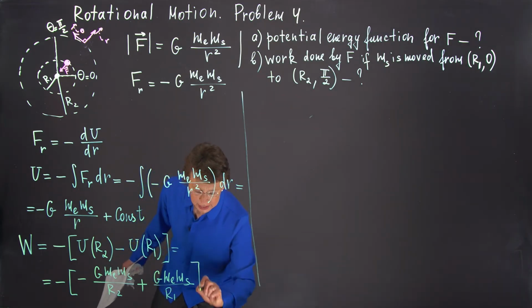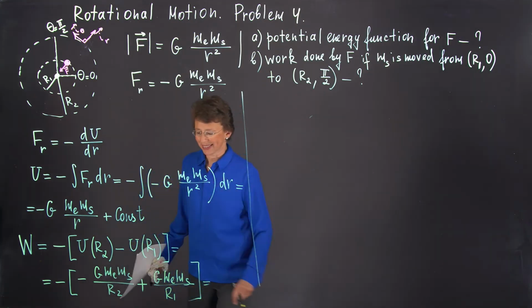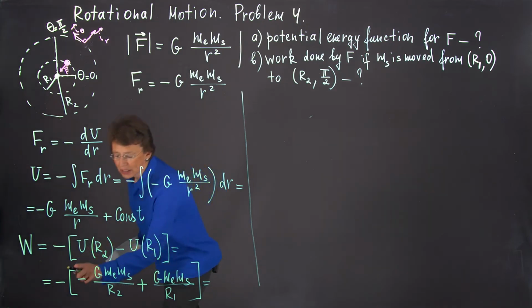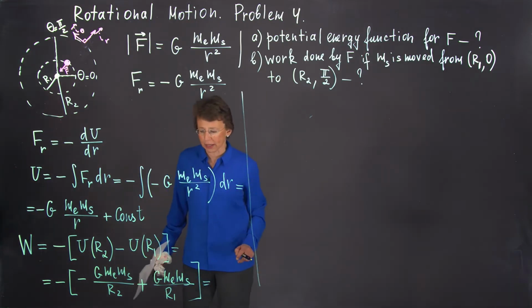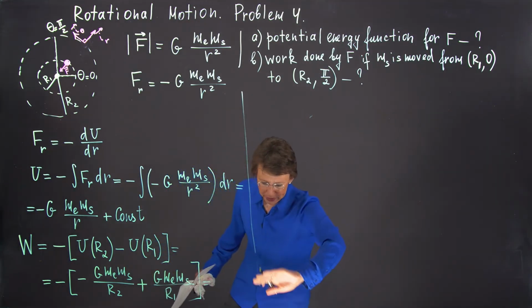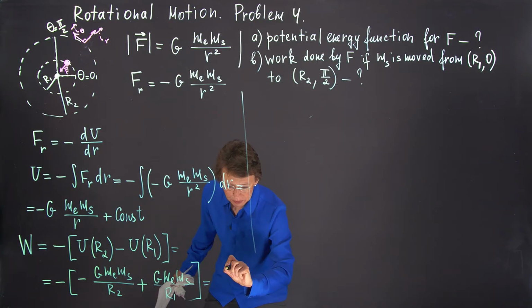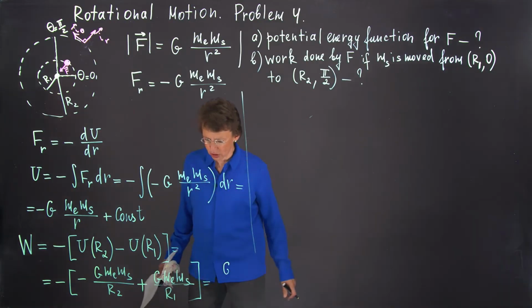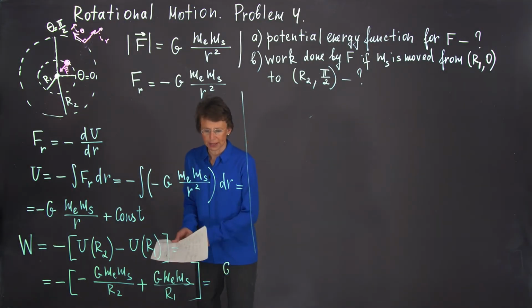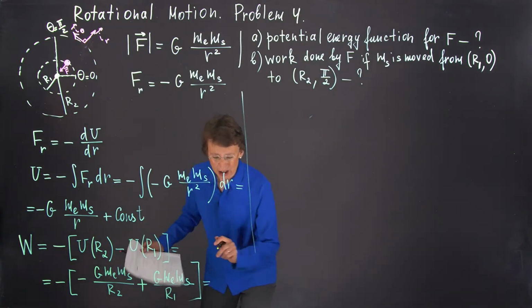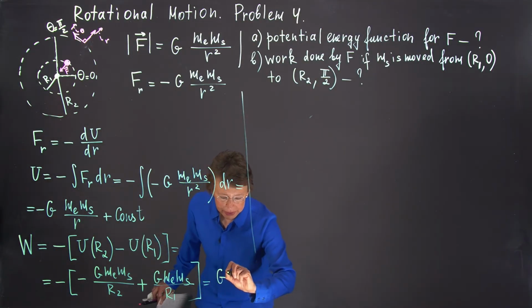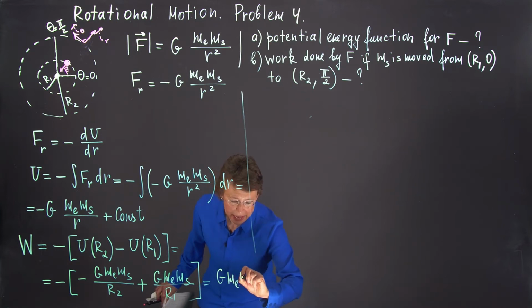Okay, and the final line, I will redistribute this minus. So minus minus plus, and then this will be minus. So what do we have? We have G with plus. Can I just factor out G ME MS? I'm running out of space. So I factor out G ME MS.